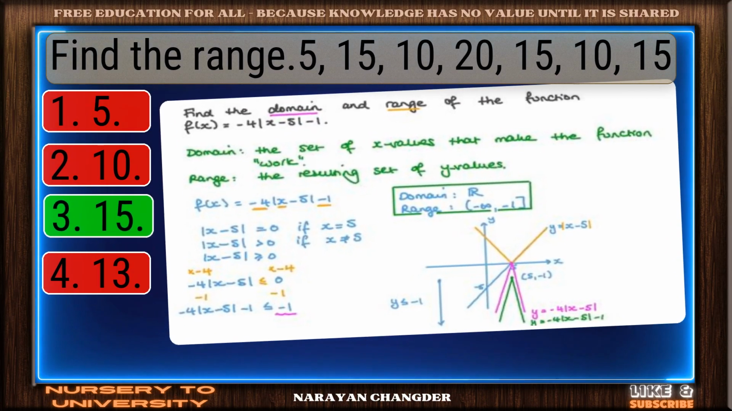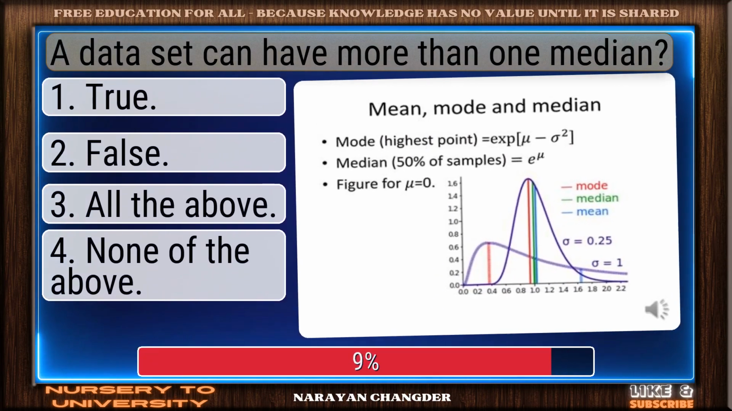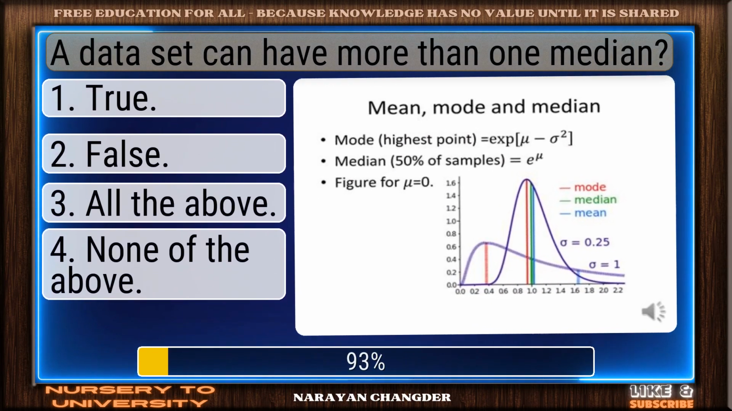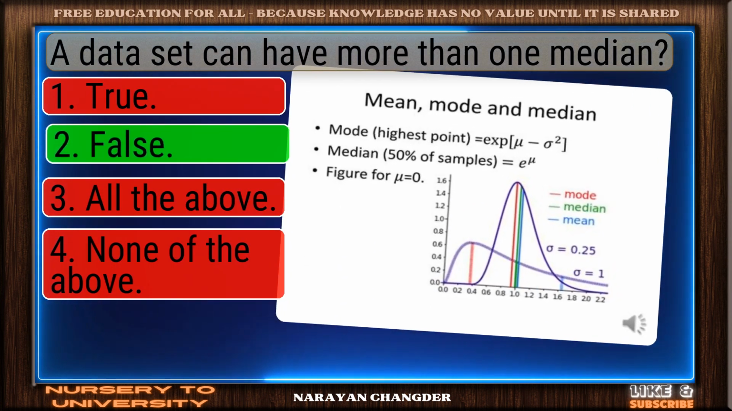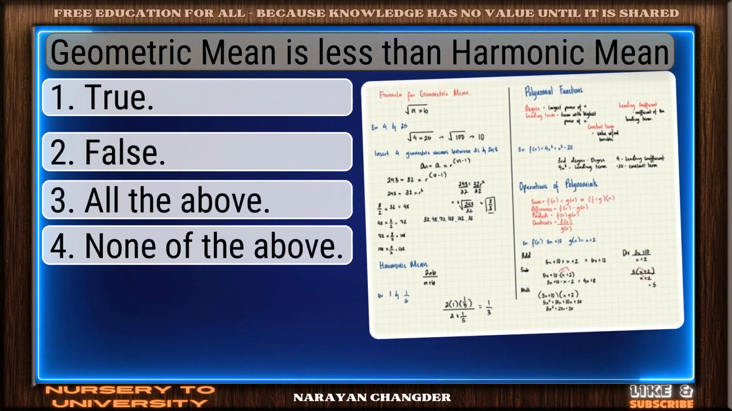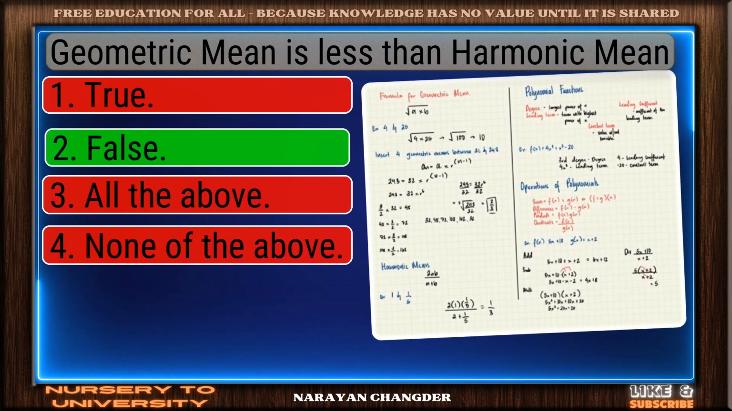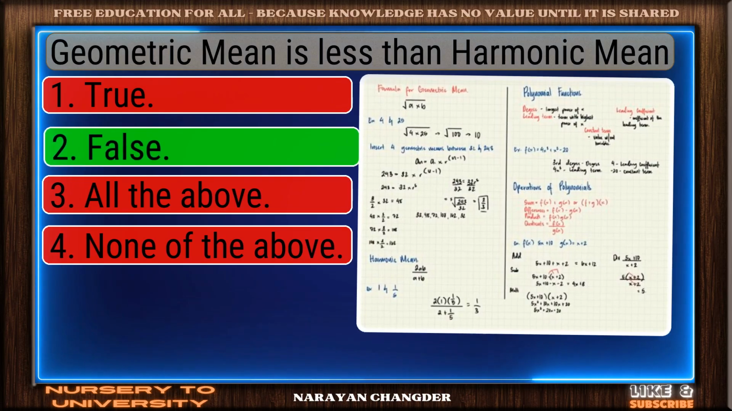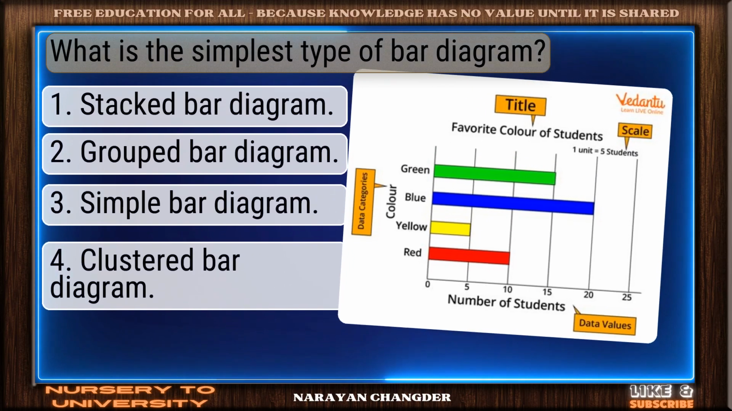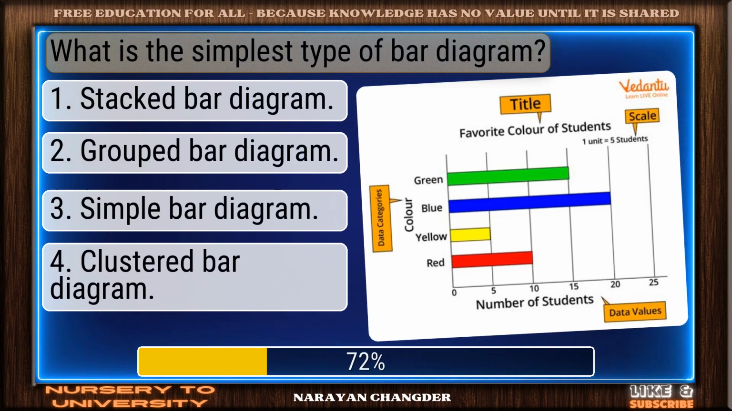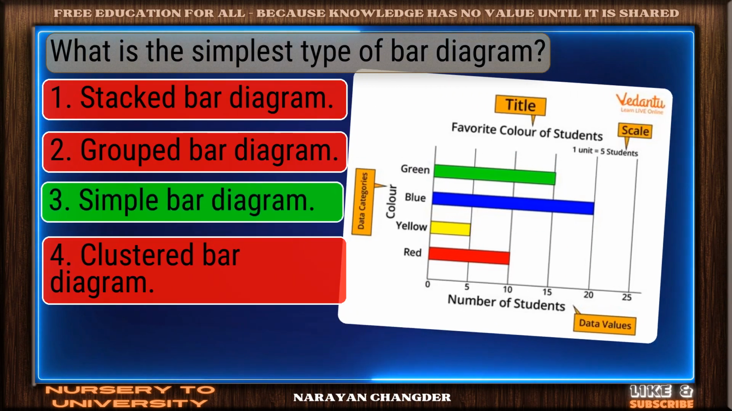Exactly. 15 makes sense. A data set can have more than one median. Smart move. False is accurate answer. Geometric mean is less than harmonic mean. Solid response. False is valid. What is the simplest type of bar diagram? Nice work. Simple bar diagram fits perfectly.